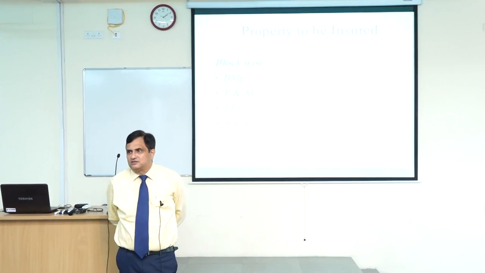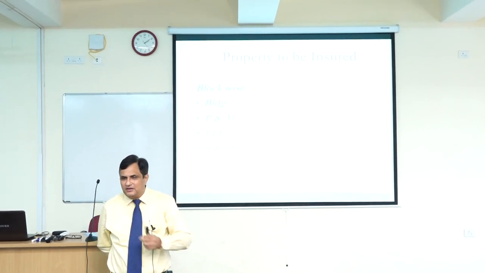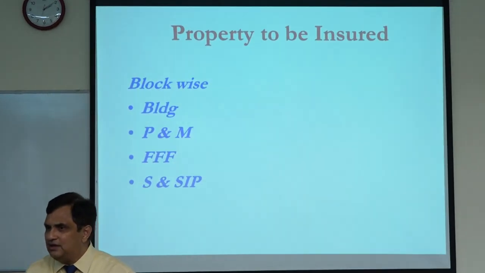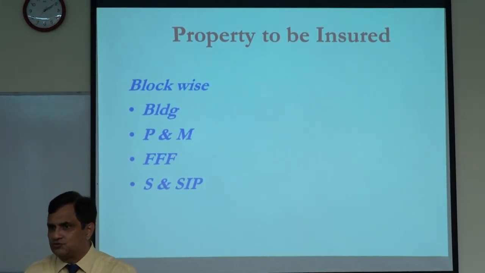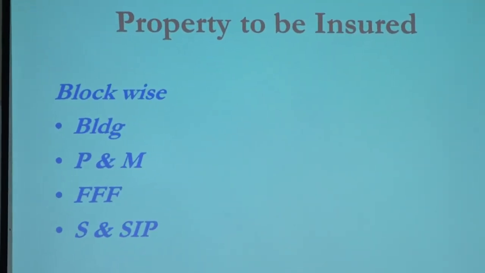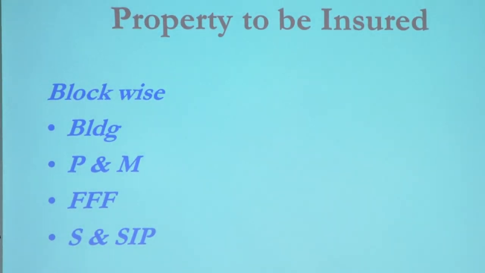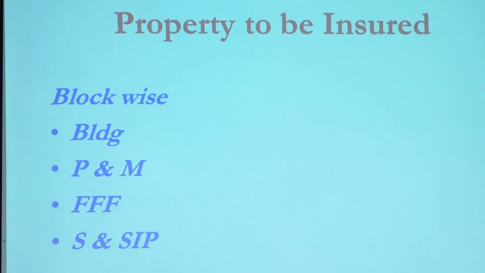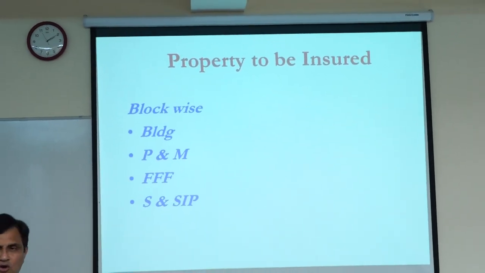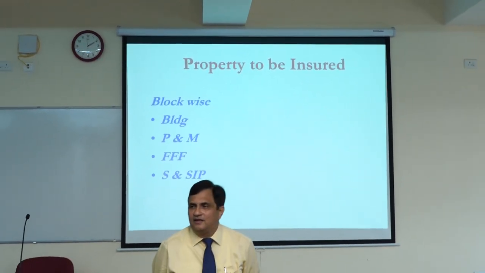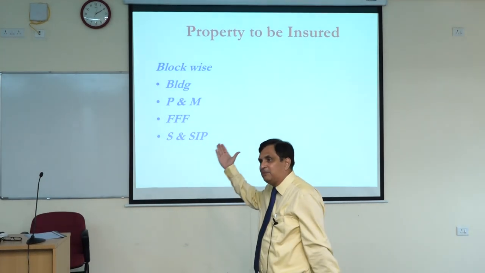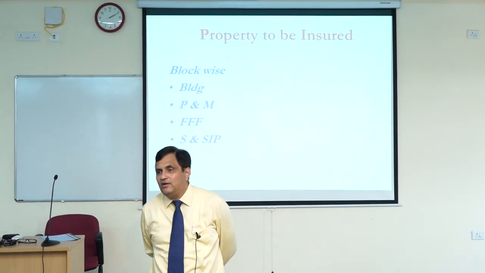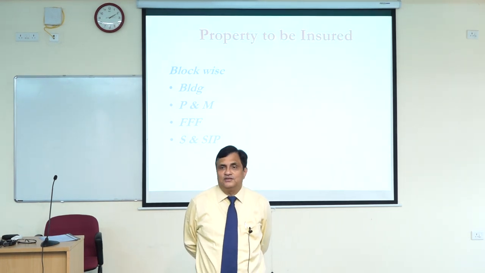Usually we classify all the assets, because in a fire policy you don't say chair number 1, this value, chair number 2, this value, table number 1. You don't cover like that. You say process block, power house, boiler house, office block, like that you cover the blocks. And within the blocks, you broadly divide it into building, plant and machinery, stocks, stock in process. One more you can give is furniture, fixtures, fittings. So this is a broad classification that you do whenever you are covering any of the assets covered under a fire policy.